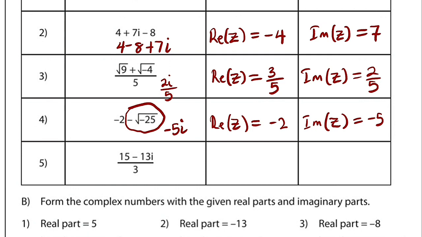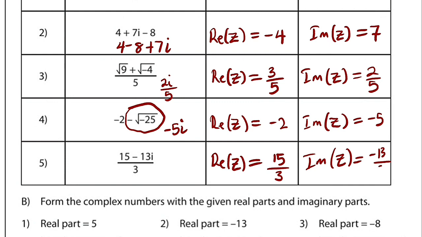Question number 5. 15 minus 13i, all divided by 3. The real part will be 15 divided by 3. And the imaginary part will be negative 13 divided by 3. The imaginary part is equal to negative 13 divided by 3. And we are done with this part.